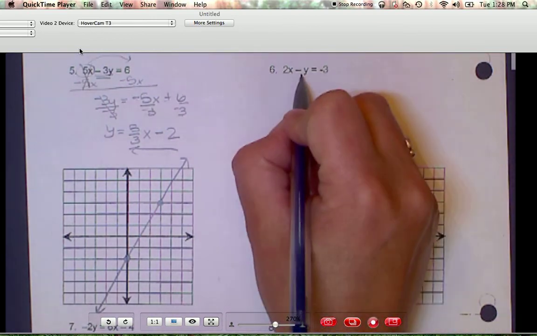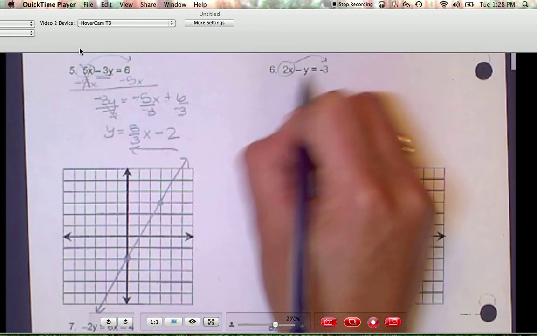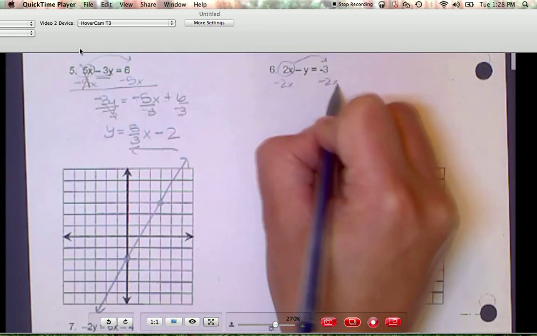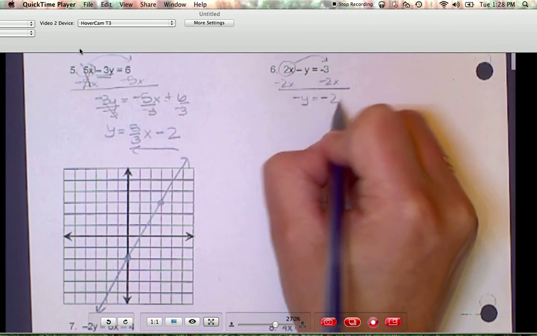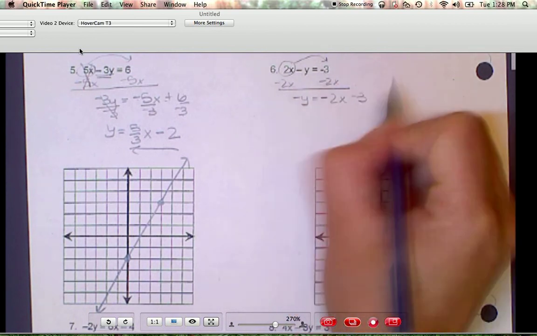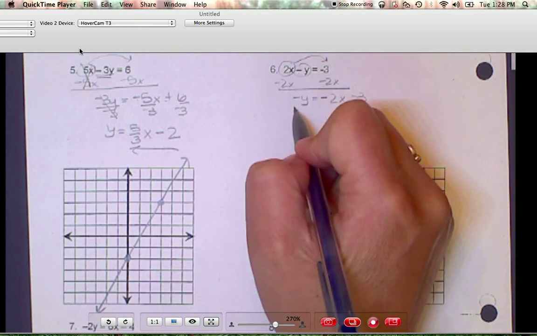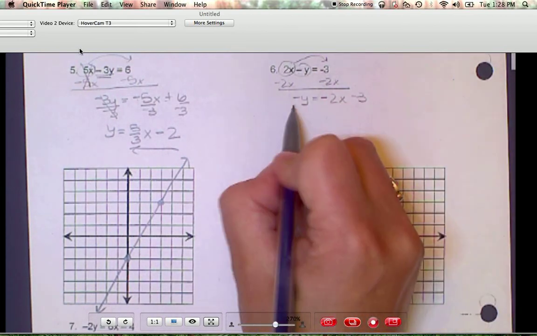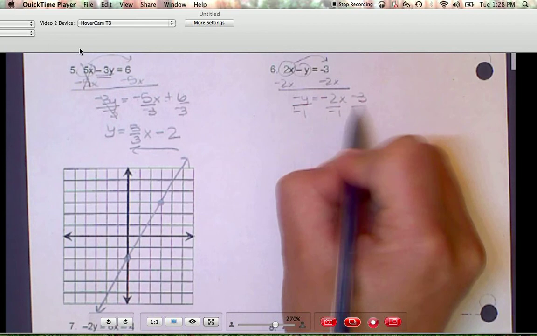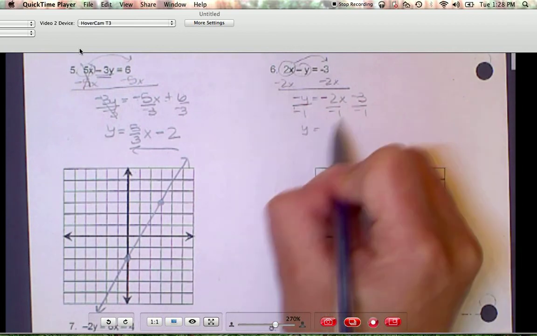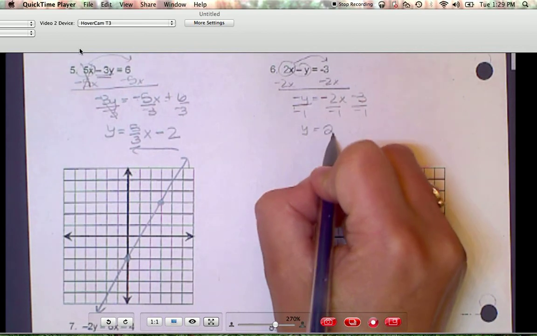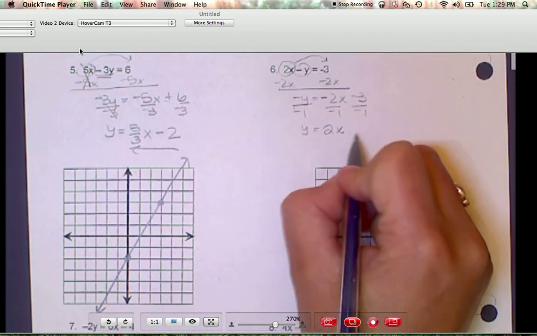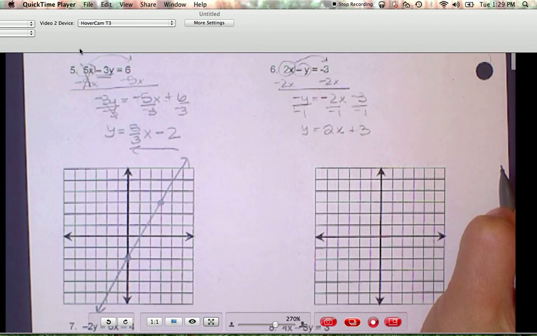We want to get y alone, so we're going to move this 2x over by subtracting 2x. Negative y equals, bring the x down first, negative 2x minus 3. Now, don't forget that negative sign, and now we have to get rid of it. So we divide everything by negative 1. Y equals negative divided by negative makes that positive, so we get 2x. Negative divided by negative makes that positive, so we get 3.